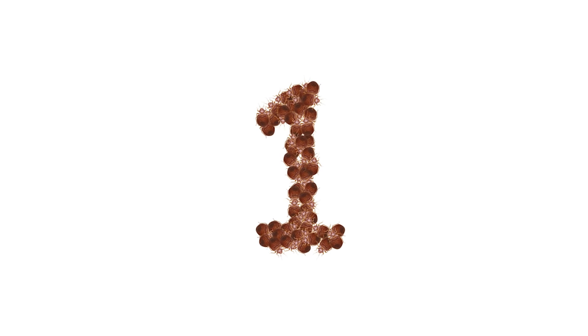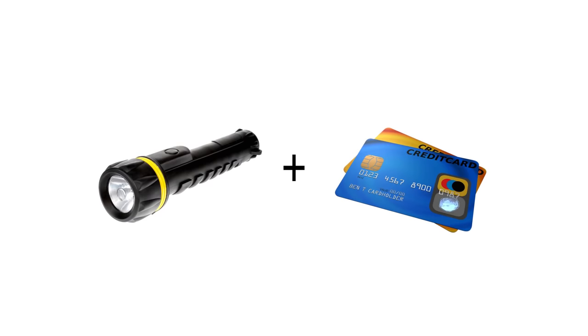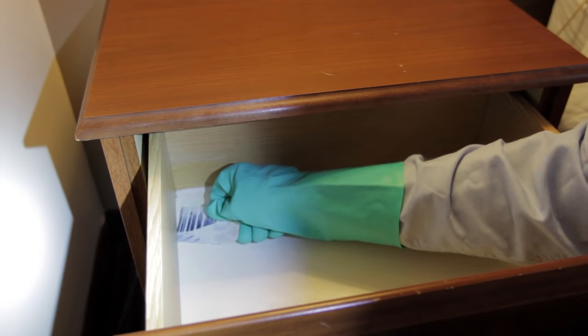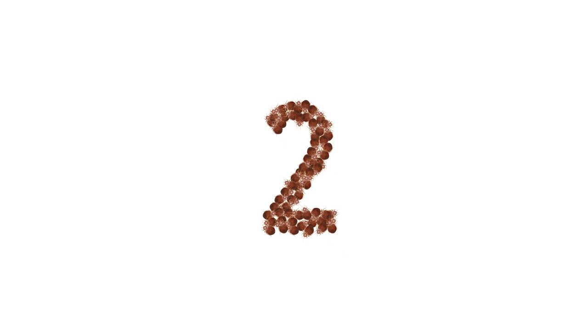Step 1. Before beginning, make sure to have a bright flashlight and flat-edged object, like a credit card. With these objects, you can search in cracks, crevices, and folds in the furniture fabric more thoroughly than you can with just your fingers.